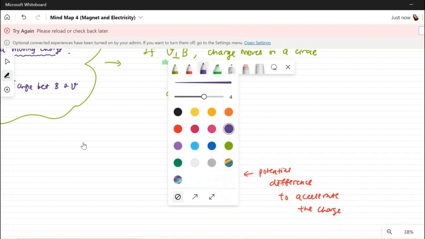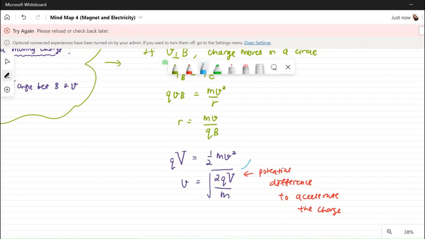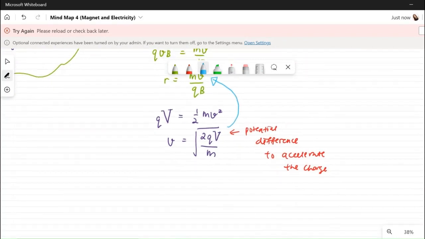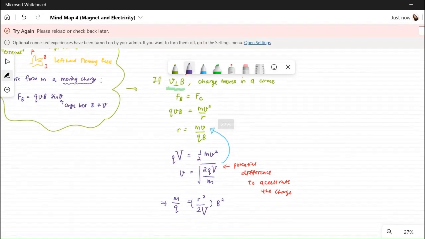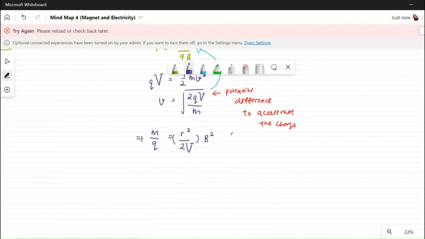If we substitute this expression of v into this equation, you will get a new equation relating the ratio of mass per unit charge. You will get the relation of mass per unit charge, m over q, which is equal to r squared B squared divided by 2V, right? So why do we need this information? Because this is the relation that we can apply in a device called a spectrometer.